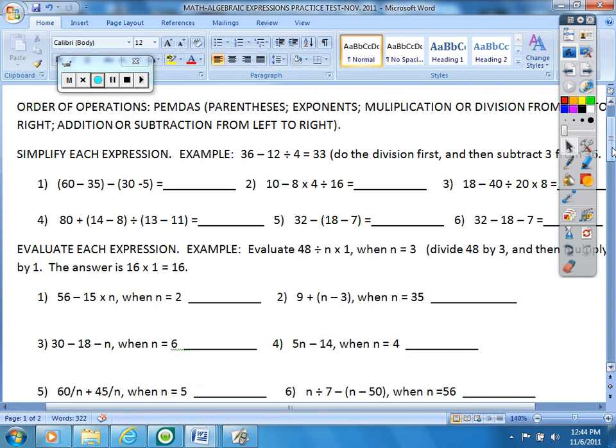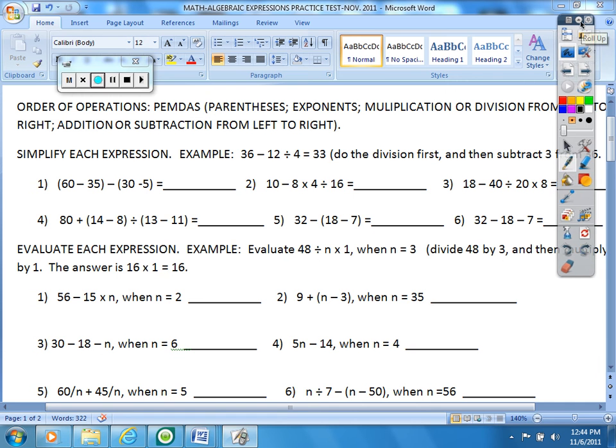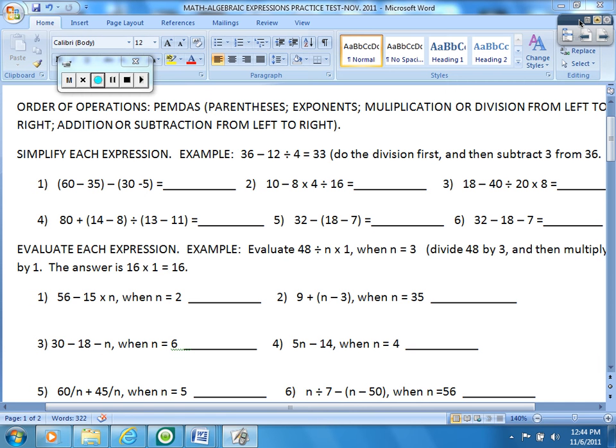First thing I want to talk about: on Wednesday, probably, we're going to do a little review practice test to get us ready for our test next week. So I want to go through a few things with you on simplifying, evaluating, and writing expressions. This is what the students will be seeing. If you look at the first set of problems, simplify each expression.